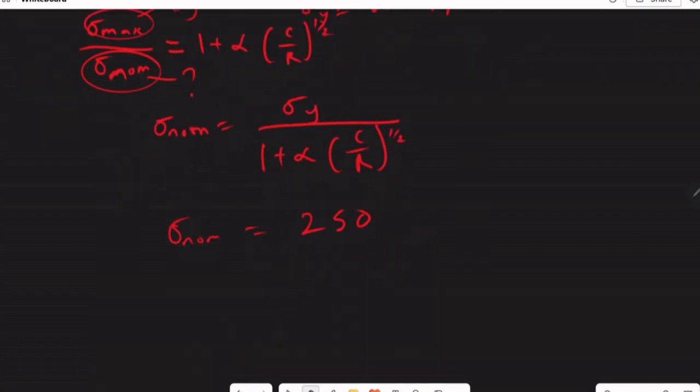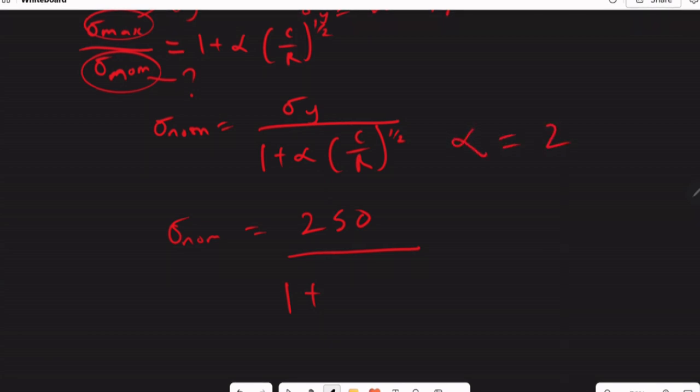So 250 divided by 1 plus, also the value for alpha, if you look at your Appendix B9, the value for alpha is equal to what? 2, because this is what? Torsion, and this is what? Tension, not torsion. So the value of alpha is equal to 2.